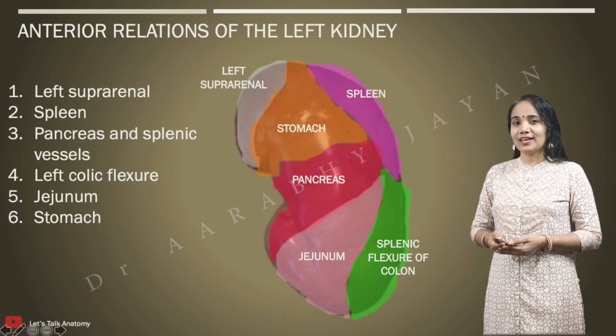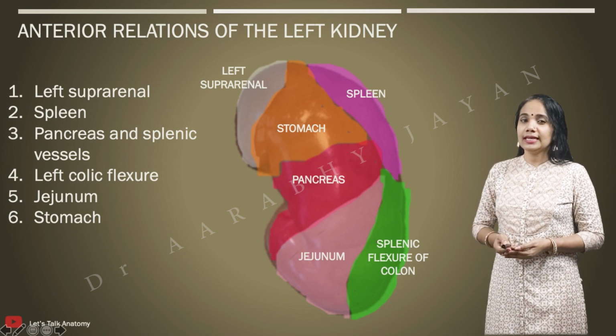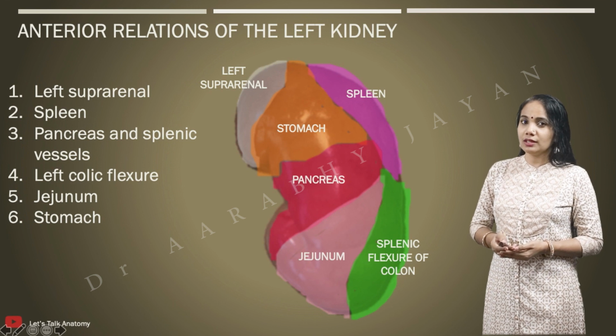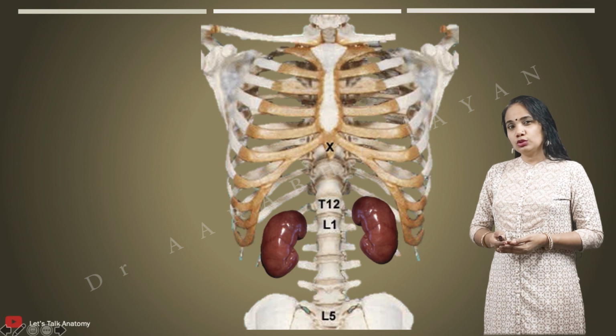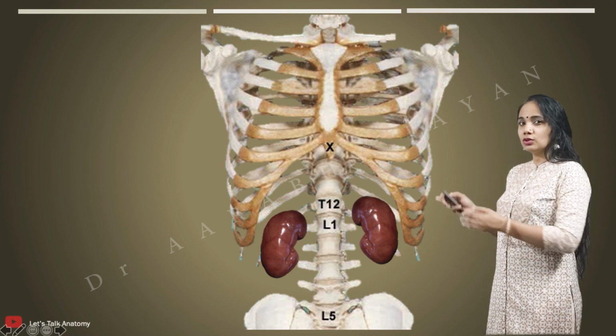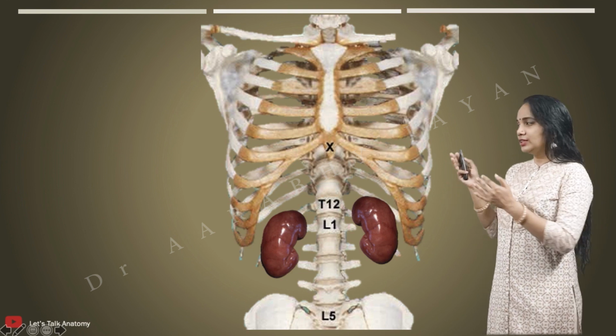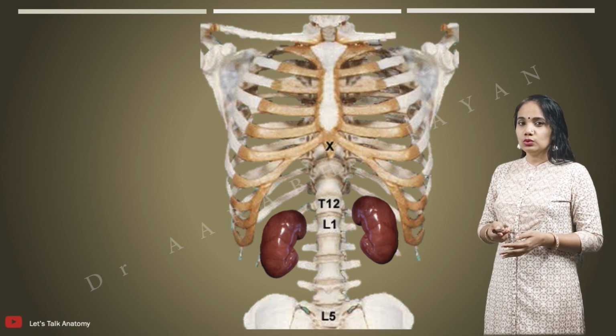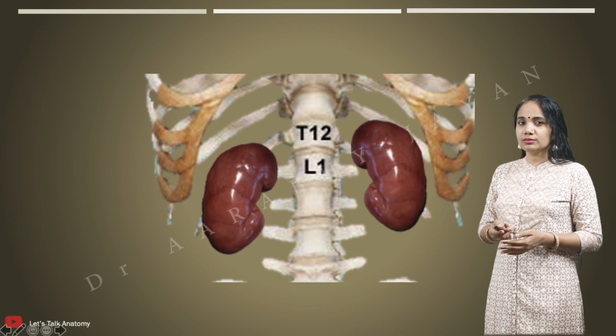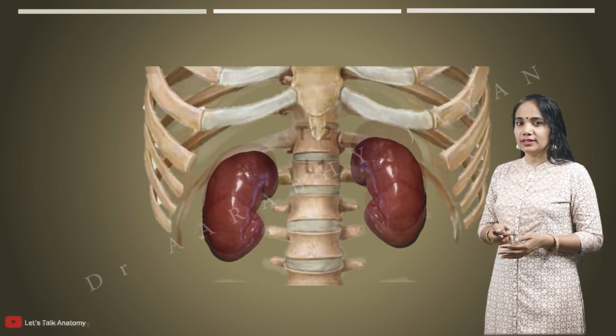Alright, so there we have the anterior relations of both kidneys. These can be asked individually or together. So remember this diagram. Let's go to the posterior relations. So let's go back to this picture that we have already seen, where we have placed the kidneys. Let's zoom in and remove all these other structures here.